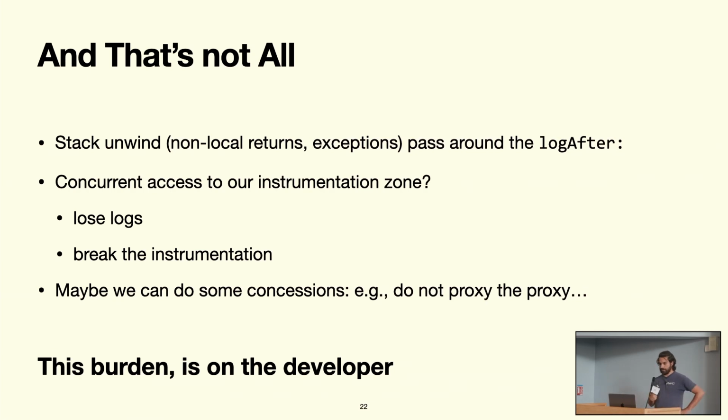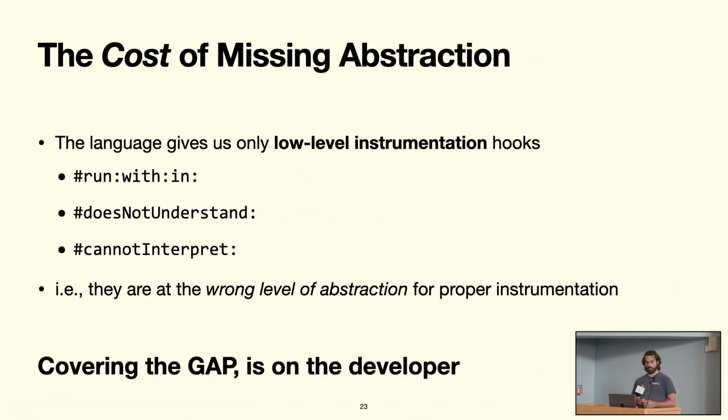So we started looking at these things, and one of the lessons we learned is that the language, Pharo and Smalltalk in general, run within is not originally in Smalltalk, but we have doesNotUnderstand and other hooks that got introduced over the years, like cannot interpret. They give us low-level instrumentation hooks. We can do a lot with them, but they suffer from these problems: these meta recursions, these concurrency problems, and so on.